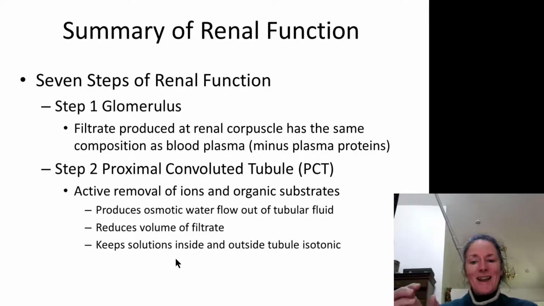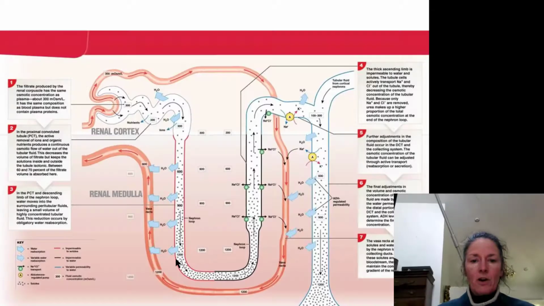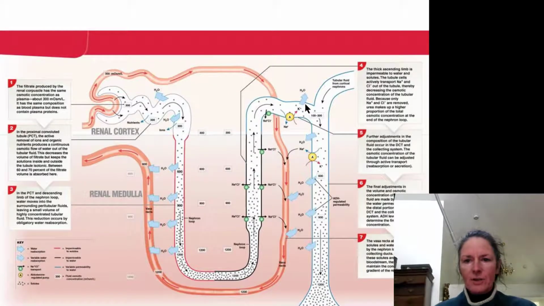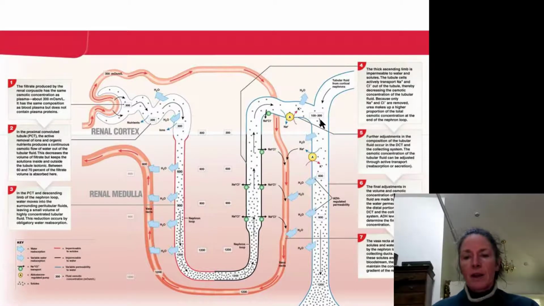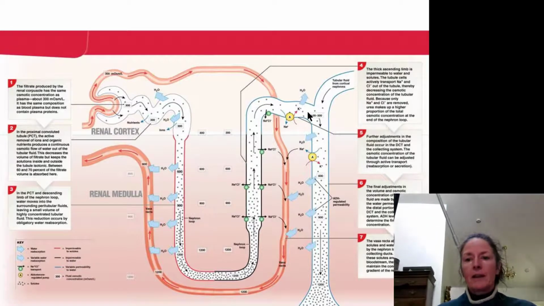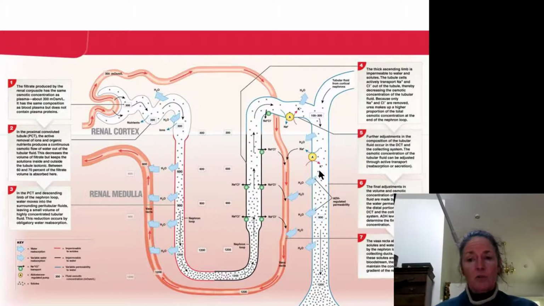It keeps solutions inside and outside fairly isotonic. Notice they're isotonic all the way through, until, of course, we get to the top. I should mention here, by the time we get up here, we're only at about 100 milliosmoles per liter in the filtrate, whereas the surrounding fluid will be about 300. Now, notice that the distal convoluted tubuli and the collecting duct, their permeabilities are going to be dependent upon our antidiuretic hormone and our aldosterone. So remember that a lot of their permeability is going to be under the regulation of hormones.